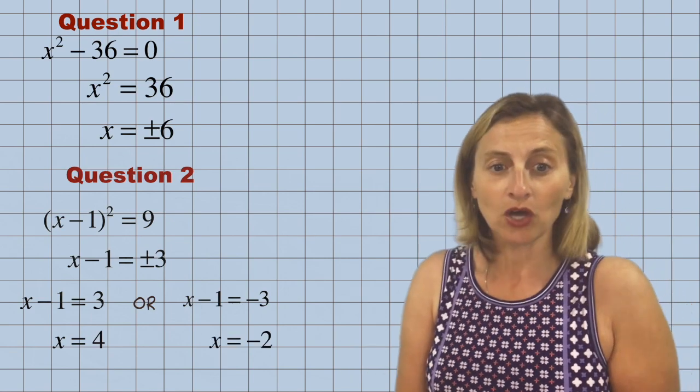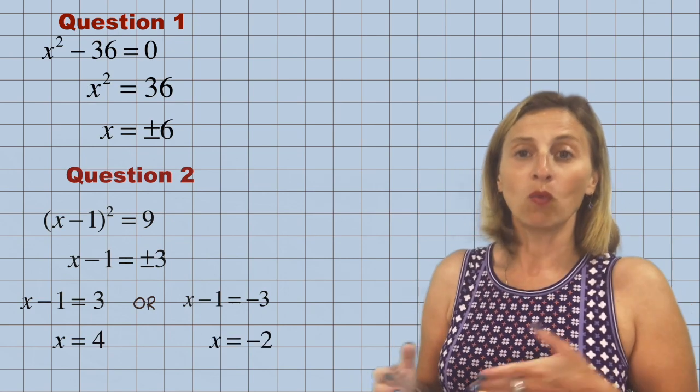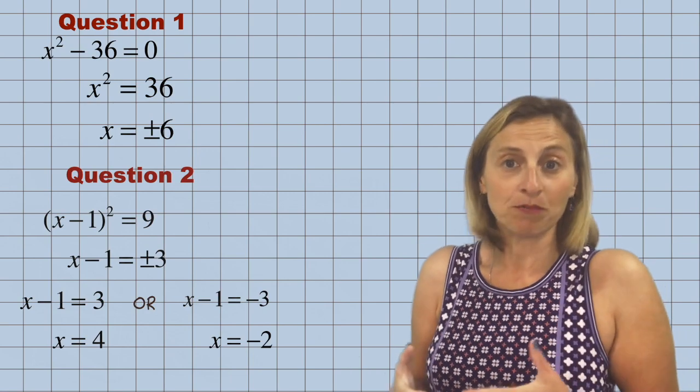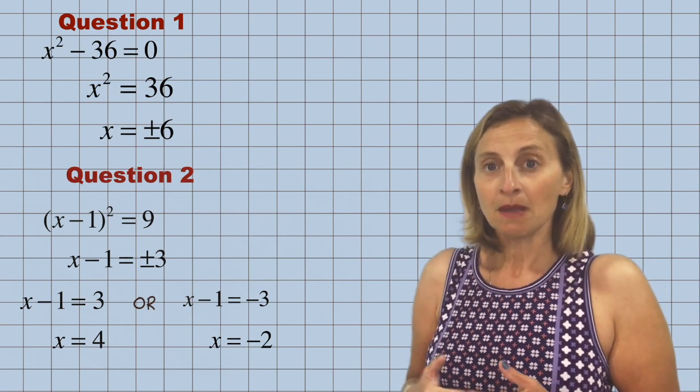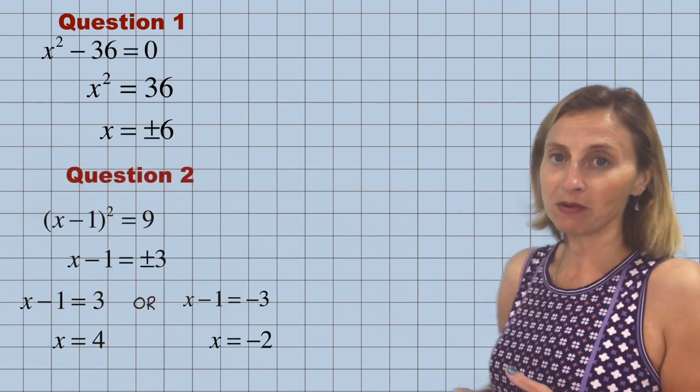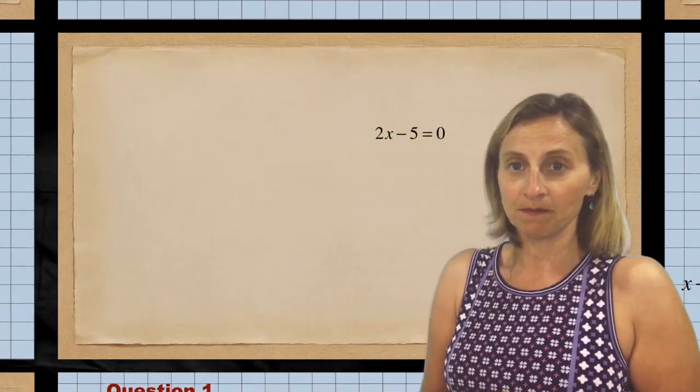If you did it all in one go and you wrote down x equals 1 plus or minus 3 and then did it separately, that's fine too. But I think a lot of people like to separate them. I'll stick with separating them. Question number 3.